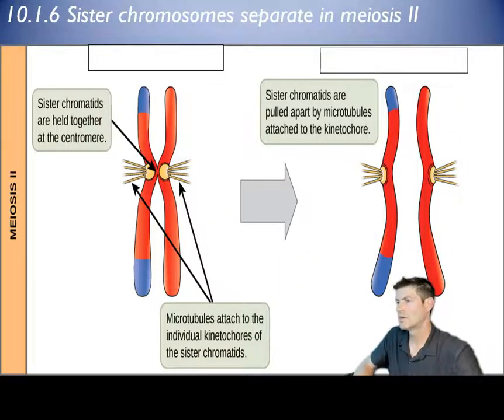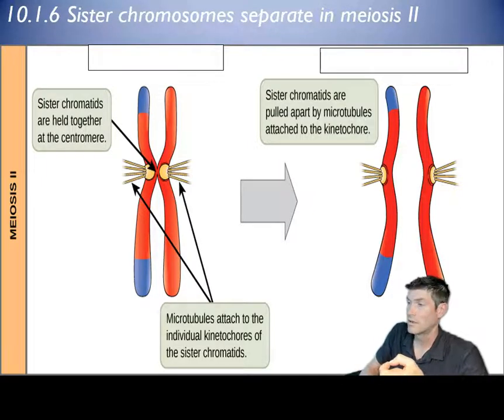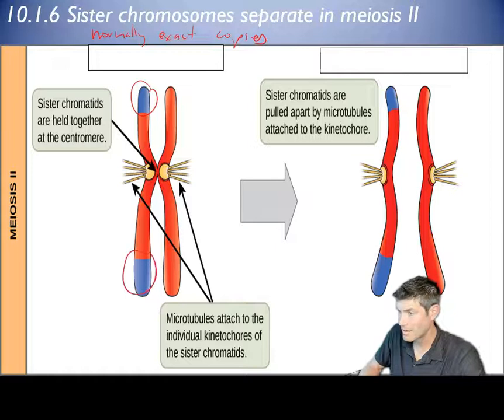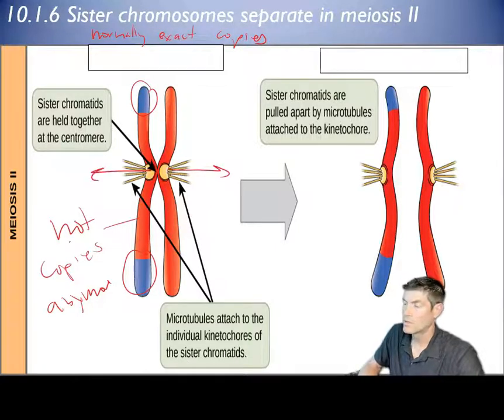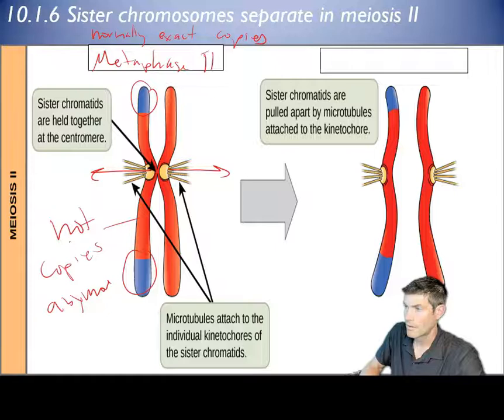And in meiosis 2, the sister chromatids separate. Now these normally are exact copies, right? But look here, are they exact copies anymore? No, they're not. They're not copies anymore, if there was recombination. So now those sister chromatids are going to become separated. So this is metaphase 2, and then anaphase 2.